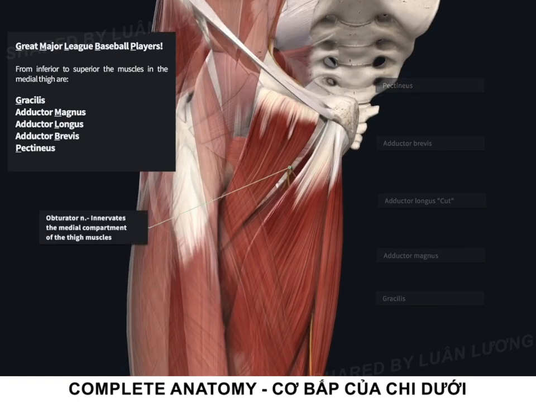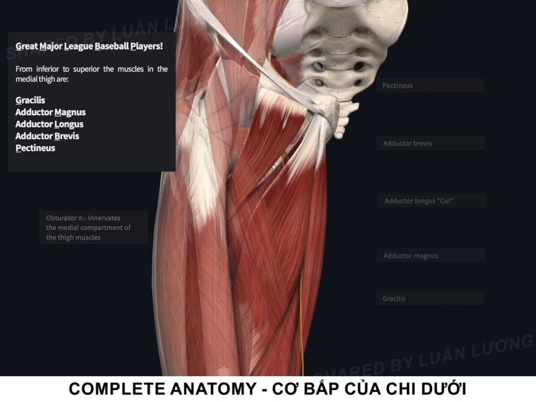In the medial compartment of the thigh, we can see the obturator nerve, which is going to pass from the pelvic cavity into this medial group of muscles. So, if I were to lose the obturator nerve, I would lose the ability to adduct my thigh.